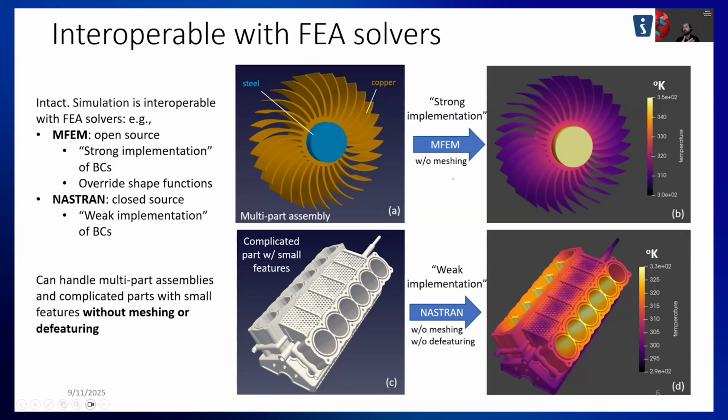So we could go into MFEM and we overloaded the shape functions. We multiplied that by omega that I described in the previous slide. And we were able to set up a simulation going, and this is the simulation result. It shows the temperature distribution. So with MFEM, we implemented the strong implementation way, which needed overriding shape functions.